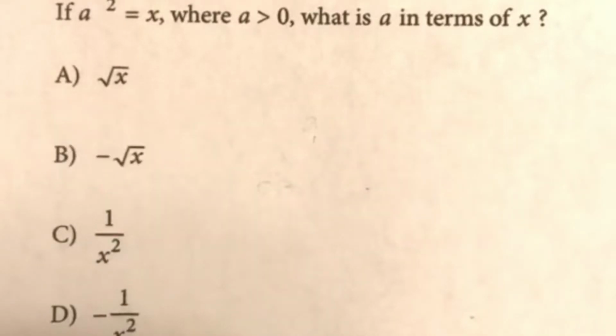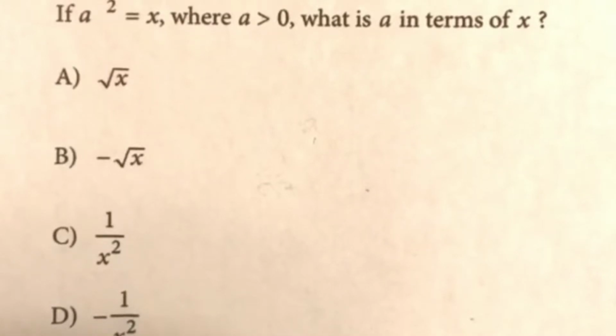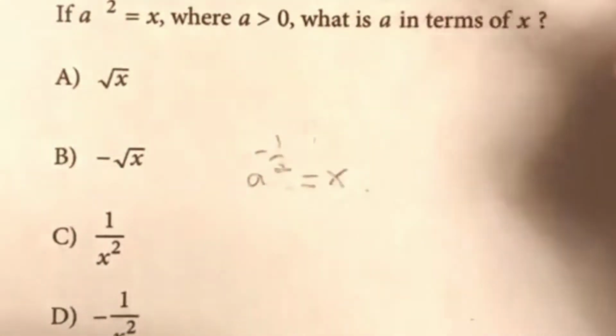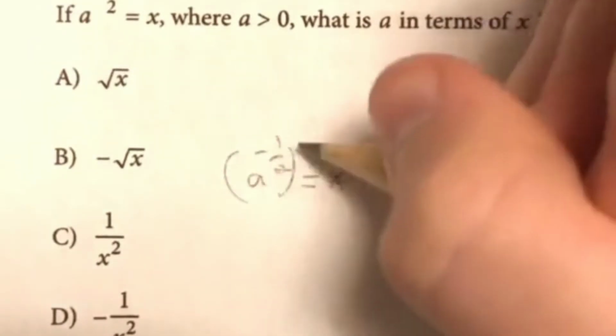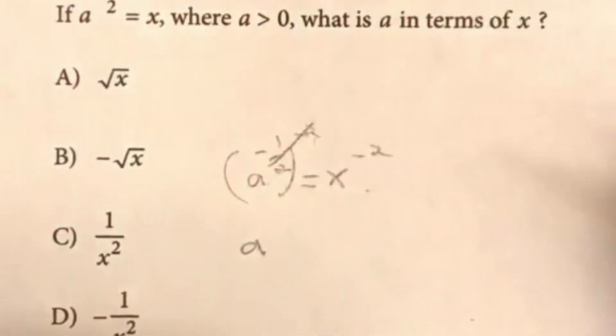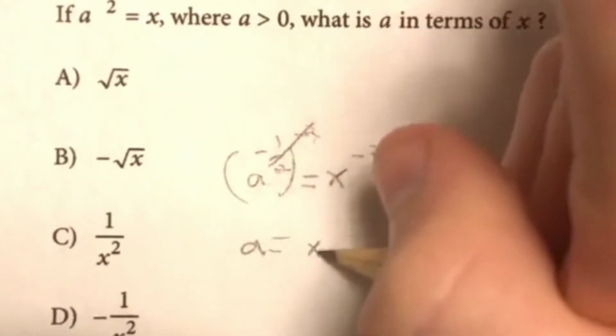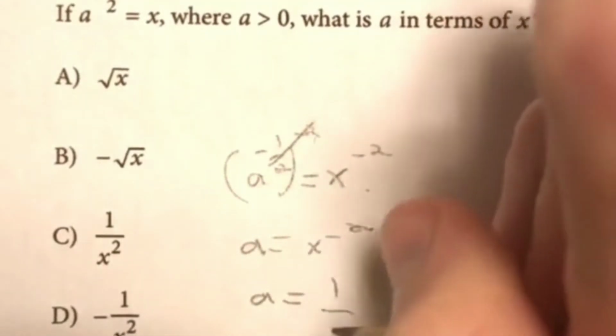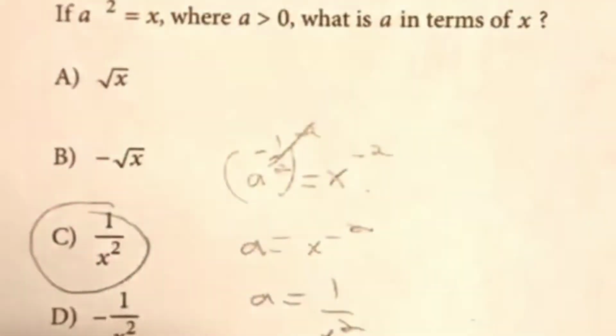Number 2. This is asking if a to the negative 1/2 equals x, where a is greater than 0, what is a in terms of x? So all this is asking us to do is rearrange this equation to have a by itself with no negative 1/2 attached to it. So let's rewrite the equation. And to fix this, we're just going to raise both sides to the negative 2. And what that's going to do is cancel these powers out, and that's just going to become a to the 1, which is just a, equals x to the negative 2. And you can't have a negative exponent, so when you do that, you have to move it to the denominator. So that's actually going to become a equals 1 over x squared. The correct answer is C.